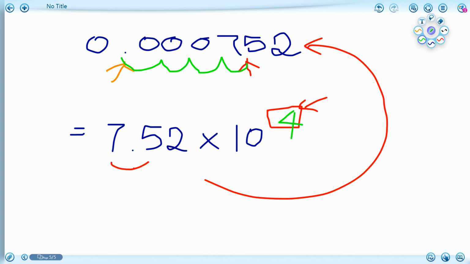So which way did I hop? I hopped to the left, so it should be a negative sign.